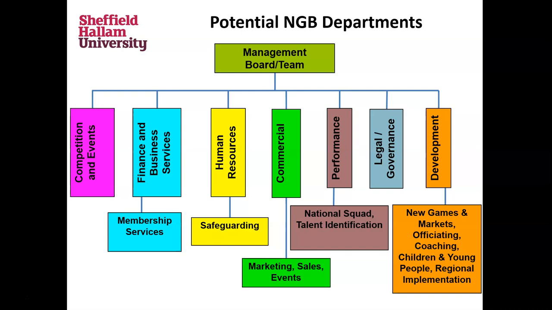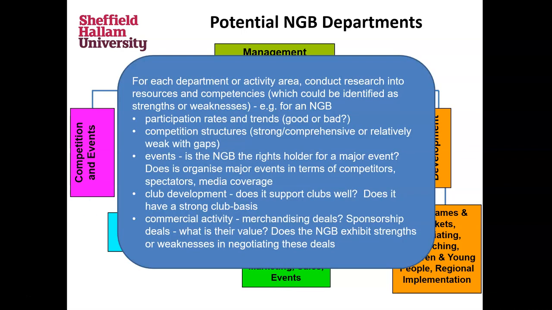So all we would then do is ask a series of questions, which will be, for each department or activity area, conduct research into the resources and competencies. So you as the student, you as the manager, would need to find data on the resources and the competencies, which could be identified as strengths or weaknesses for your national governing body. Your organisation doesn't have to be a national governing body or a sports association.